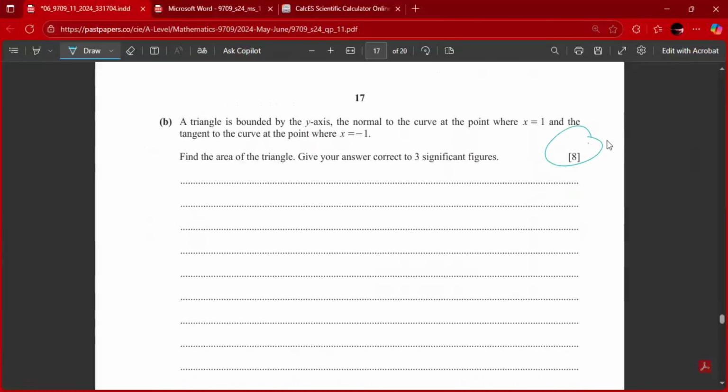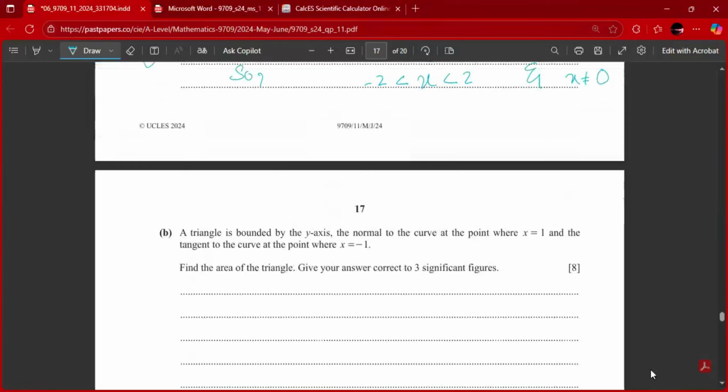The last question is 8 marks. Let's read. A triangle bound by the y-axis, the normal of the curve at the point x is equal to 1, and the tangent of the curve at... Oh my god, what are they asking? Okay, I heard this question already. So I've not started on this.